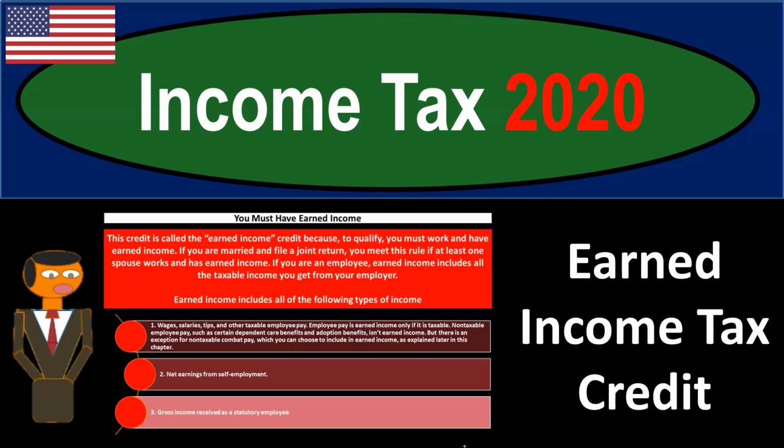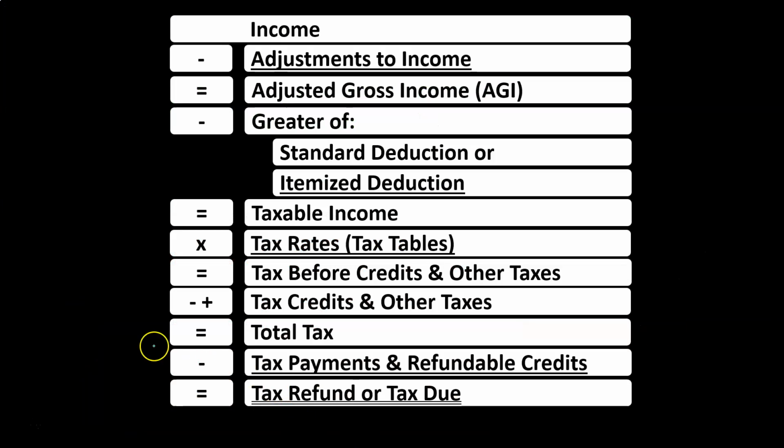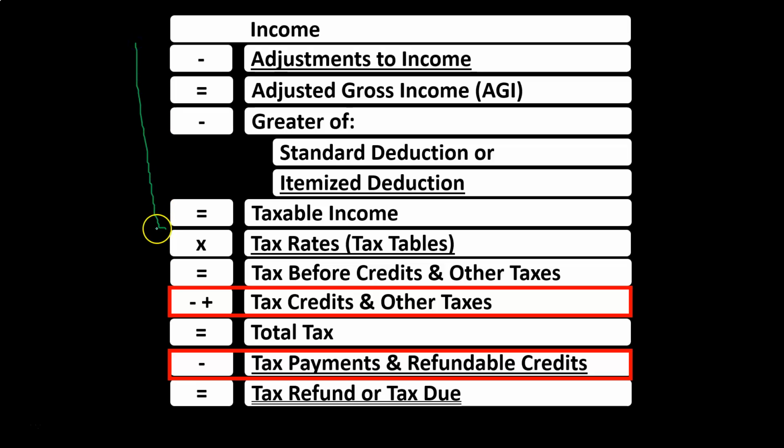Earned Income Tax Credit. With regards to the income tax equation, we're going to be on the bottom half in the credits and payments section, remembering that we can break out our income tax equation into two halves, the top half basically being a modified income statement, the bottom half then being calculation of the tax and then application of the payments and credits. We here focusing in on the credits.